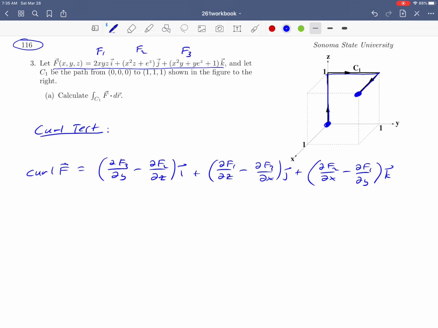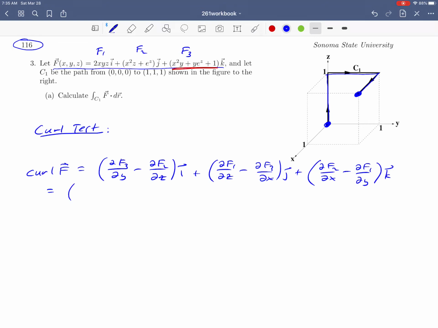Let me just take a second to confirm that I wrote all of that down right. Okay, looks good. Now we need to actually calculate those partial derivatives, and what we're hoping is that everything is going to cancel out and we're going to get 0 for the curl, because that will tell us that this is a conservative vector field.